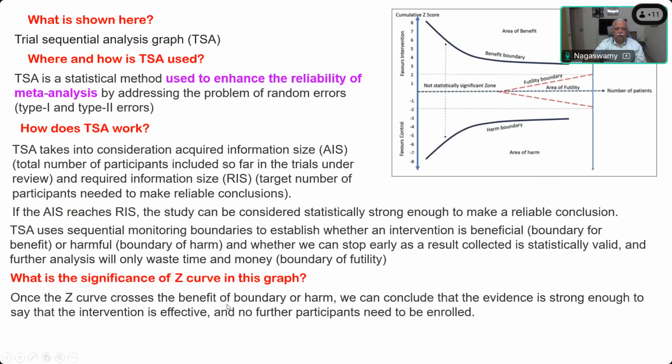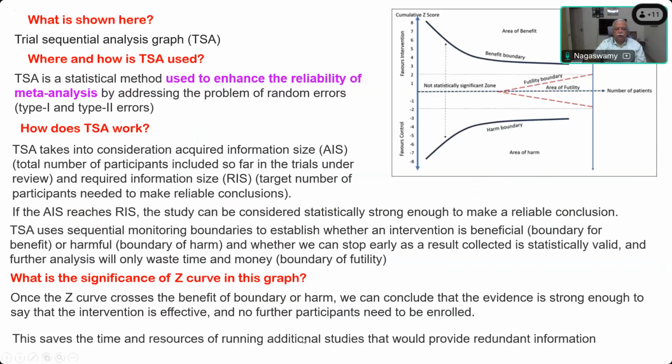Once the Z graph crosses the benefit boundary or harm boundary, we can conclude that the evidence is strong enough to say that the intervention is effective and no further participants need to be enrolled. This saves time and avoids running additional studies which provide redundant information.